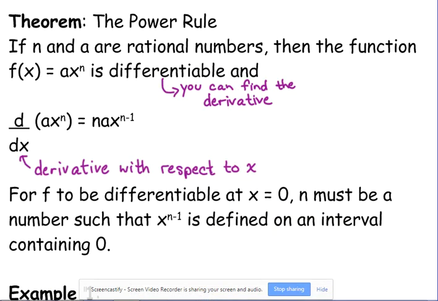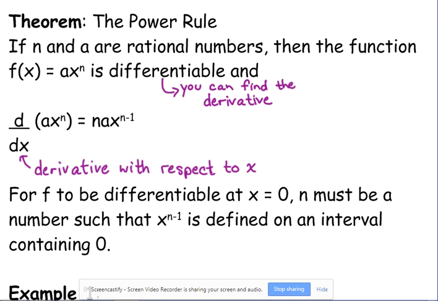Okay, so here's the power rule. If n and a are rational numbers, okay, rational just meaning that it can be expressed as a fraction. So that includes whole numbers. That includes a lot of your decimals, which can be written as fractions. 0.5 is 1/2. 0.75 is 3/4. 2.5 is 5/2. Okay, those are rational numbers, positive and negative, and 0 is included in that.